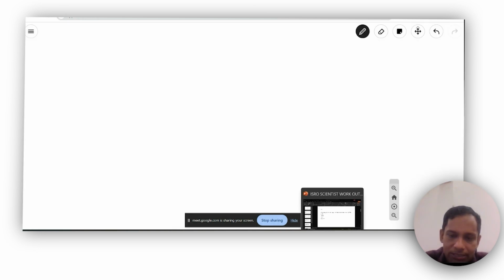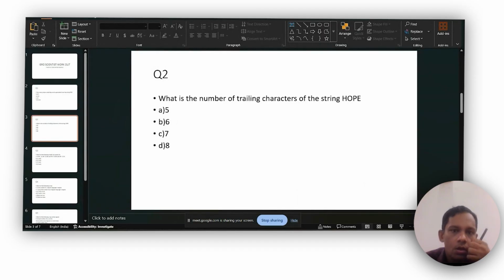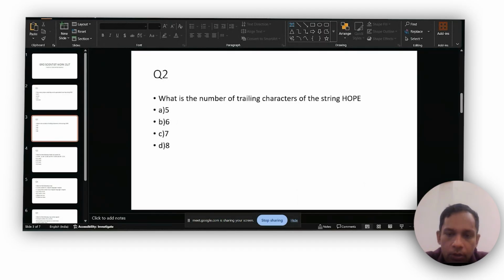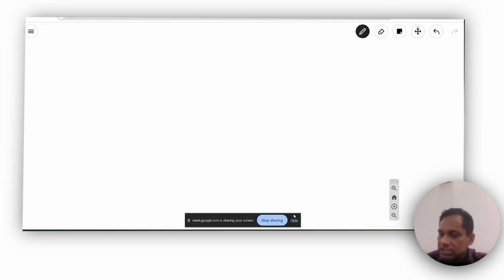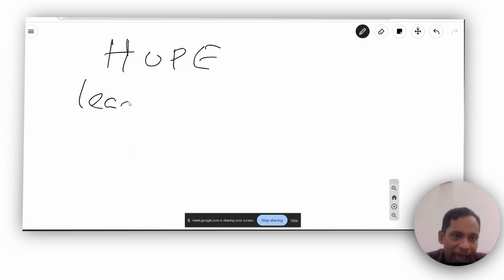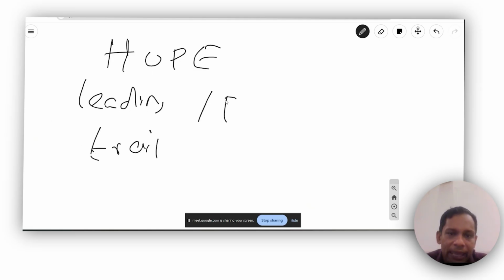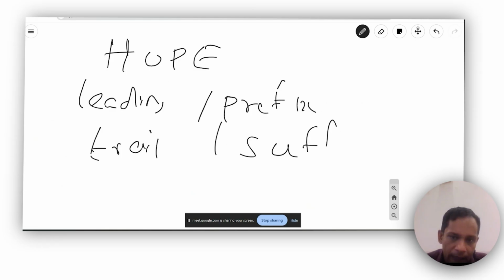Let's go to the next question. What is the number of trailing characters of the string HOPE? Number of trailing characters for the string HOPE. We are aware of two types of things, leading as well as trailing. Leading is also called by the name prefix and trailing is called by the name suffix.